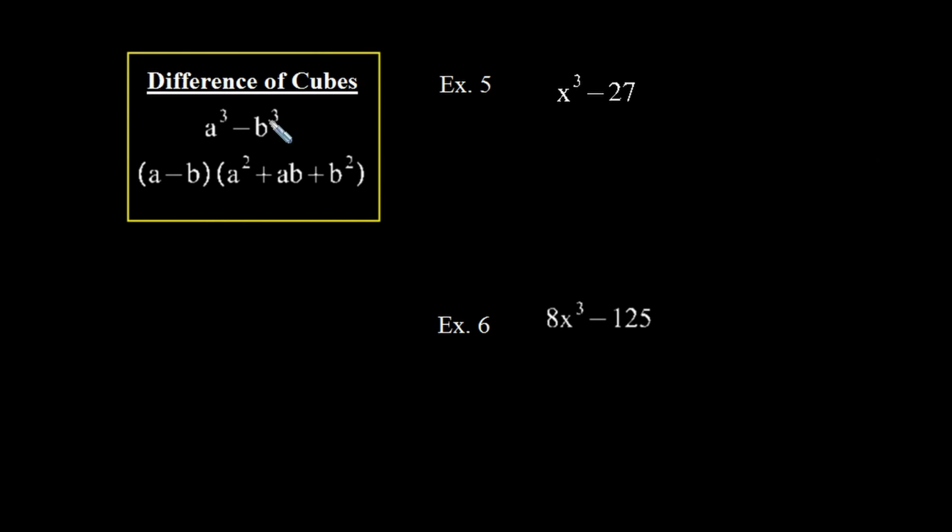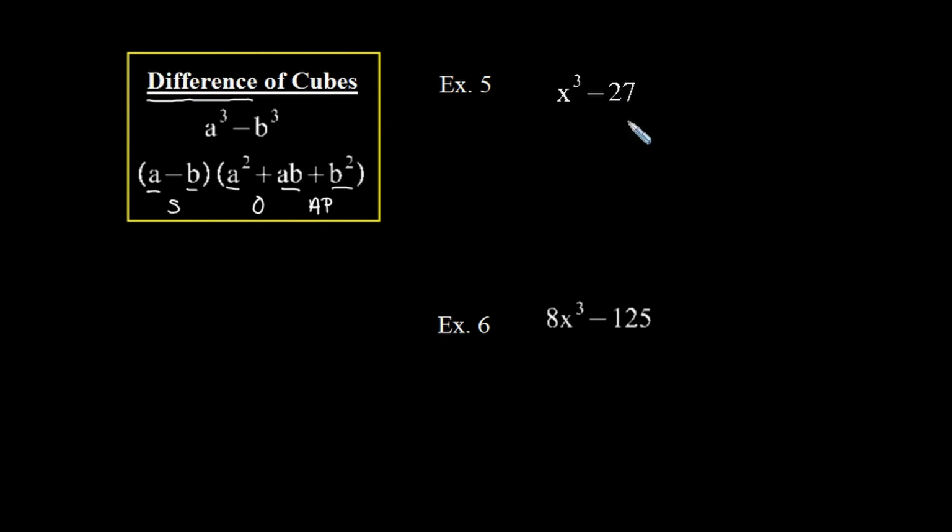So the difference of cubes, we have a cubed and b cubed. Only difference between the sum of cubes and difference of cubes is the word difference, and you see there's a subtraction sign between them. So you can see if we take the cube root of a cubed, we get a. The cube root of b cubed is b. And then we will take a times a gives us a squared. A times b is ab. B times b is b squared. And then it is same, opposite, always positive.